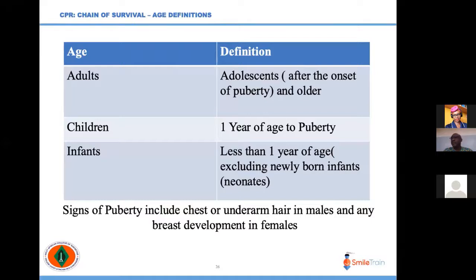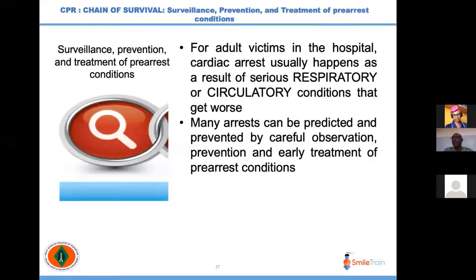So let's come back to the chain of survival. I will highlight here, starting with the in-hospital chain of survival. Surveillance, for adult victims.